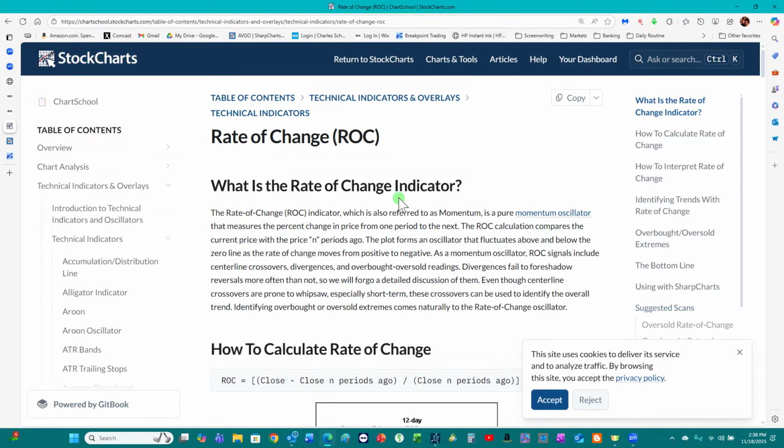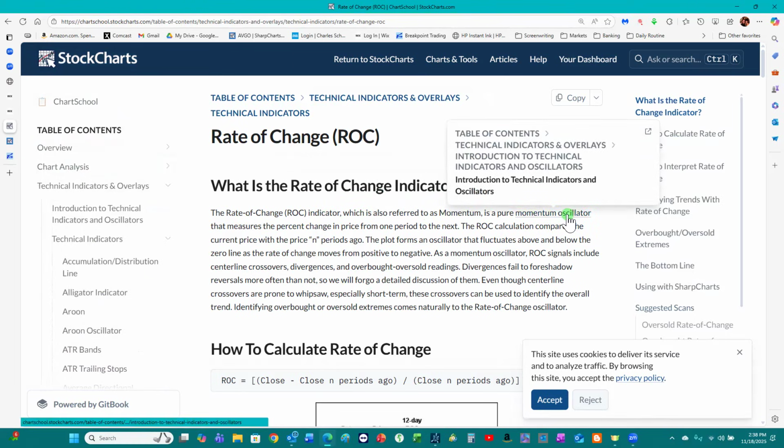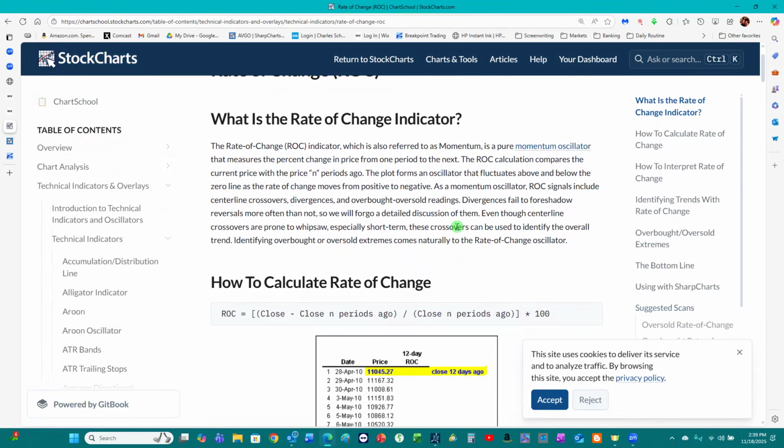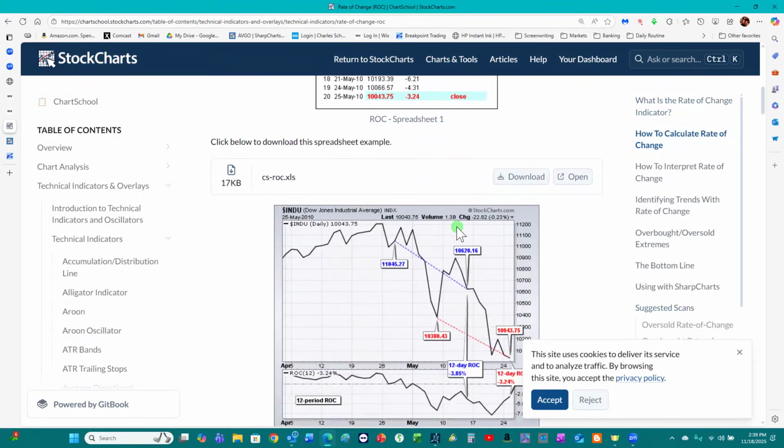So what is the rate of change indicator? It's basically a pure momentum oscillator. It measures the momentum of a stock, compares the current price with the price some number of periods ago, and then plots an oscillator that fluctuates above and below a zero line. Above zero means positive momentum, below zero means negative momentum.